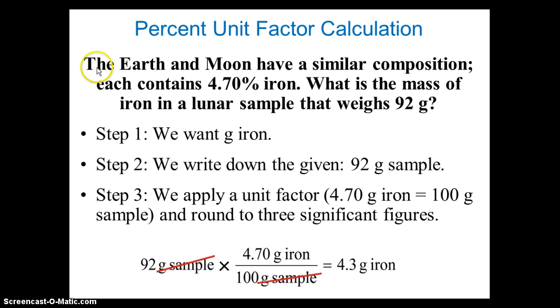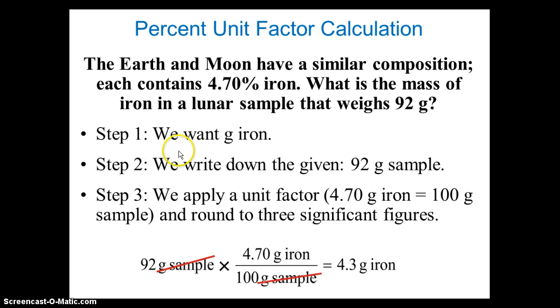Now, let's take an example. The Earth and Moon have a similar composition. Each contains 4.70% iron. What is the mass of iron in a lunar moon sample that weighs 92 grams? Now remember, we need to use percent as a unit factor in this calculation.